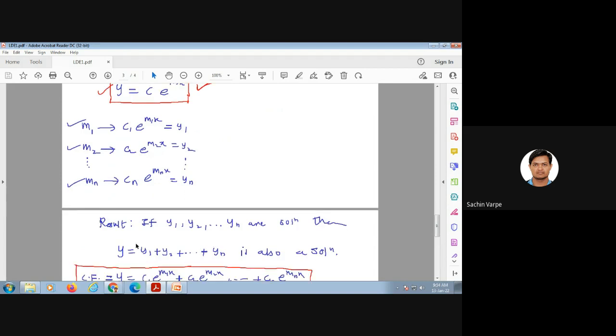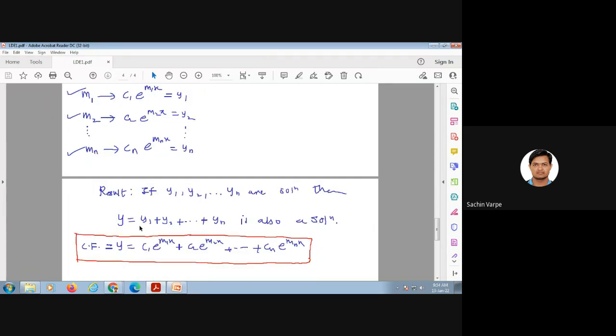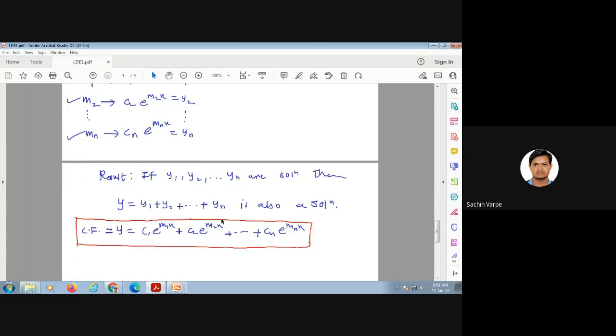And as I said, if y1, y2, yn are solutions, their sum is also a solution, or in general, their linear combination is also a solution. We call that linear combination capital Y. So Y equal to y1 plus y2 plus yn is also a solution of the homogeneous differential equation. The solution of the homogeneous differential equation is nothing but the complementary function. So CF is equal to C1 e to the power m1x plus C2 e to the power m2x plus and so on. This is the logic behind the formula of the complementary function.